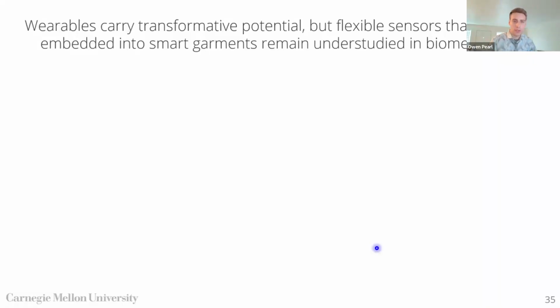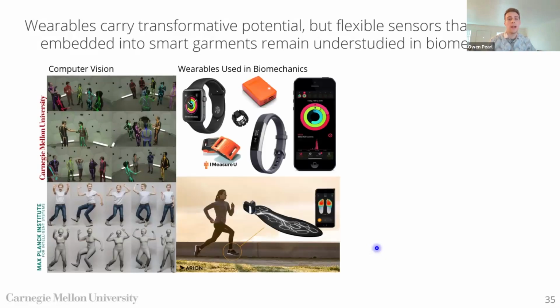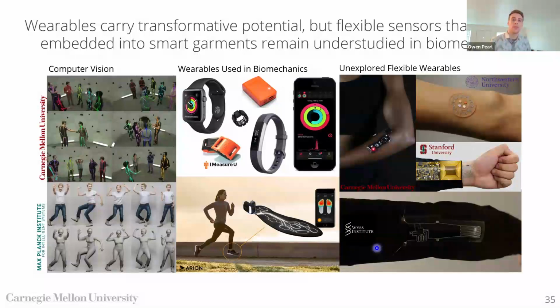So I've already talked about portable sensing and why it's so important to the future of rehabilitative care using things like computer vision and wearables. But there's a lot of unexplored flexible wearable devices that are being developed in the robotics community and other sensing communities that have not yet been fully validated in the biomechanics field.